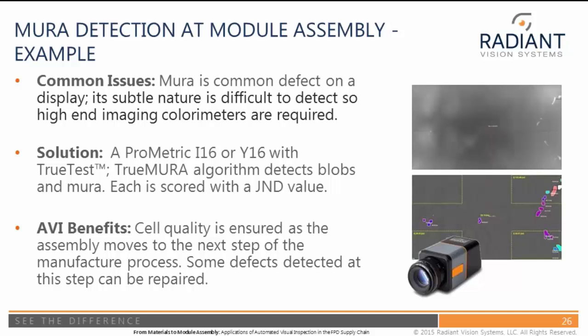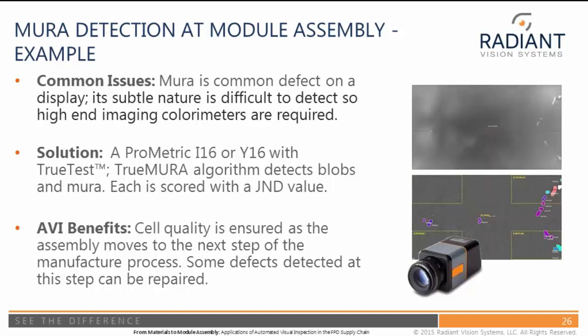Most likely any kind of particle defects or something like this would have already been scrapped and removed from the process. But in the part of bringing everything together, the polarizer can become deformed. There's a number of different things that may occur that will appear as some kind of blemish that should be quantified. And so the solution in this case is using some kind of relatively high-resolution imaging system. Again, the TrueMura algorithm that we have can detect blobs in Mura and give a specific J&D value.